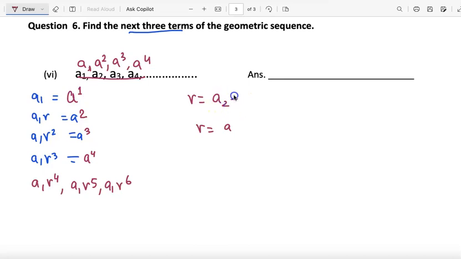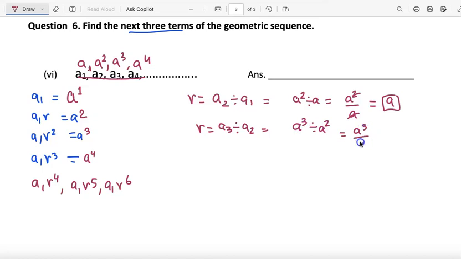So the formula is A2 divided by A1. What is my A2? That's a squared divided by a. So a squared divided by a, you can write it like this, and you will end up with a as the common ratio. Let's check the next one. Hold on, let me write everything. Our formula is A3 divided by A2. So it will be a cubed divided by a squared. What happens is I will end up with a. So I can see my common ratios are the same. These are not 9, these are the letter a over here.